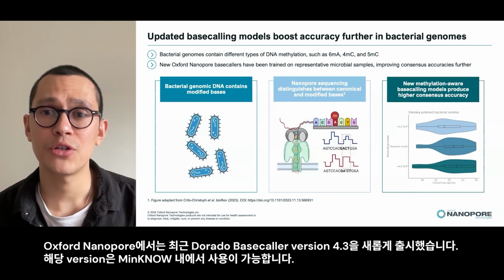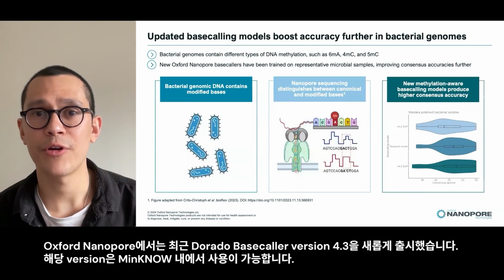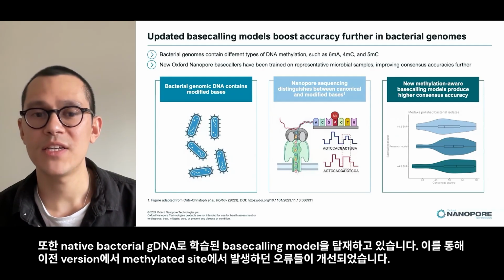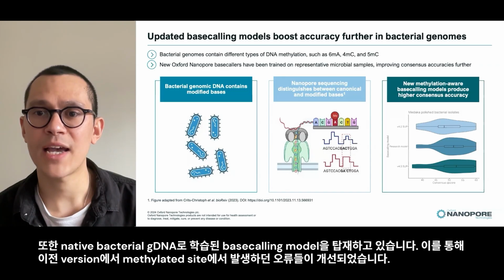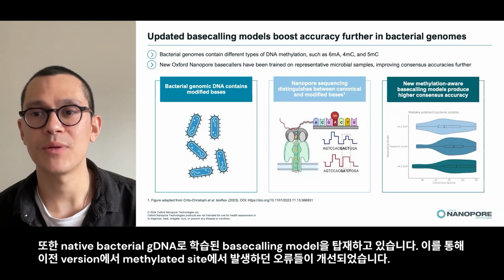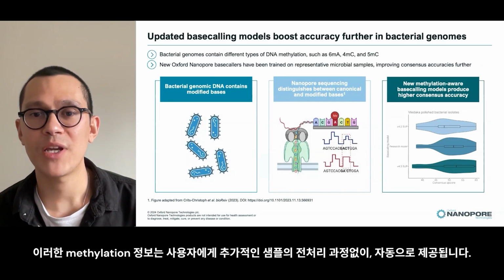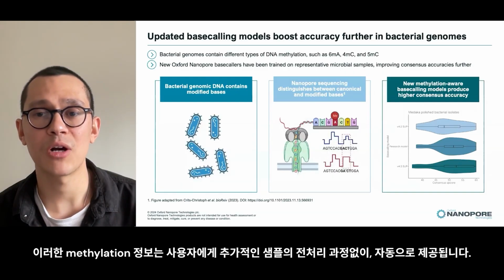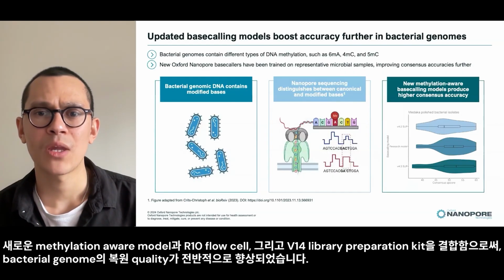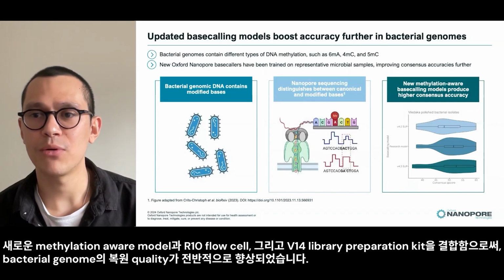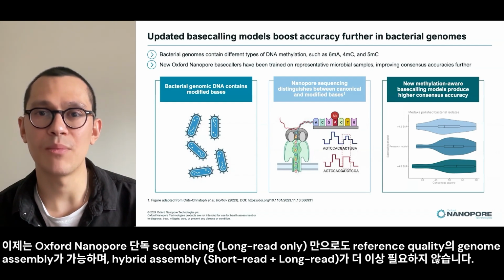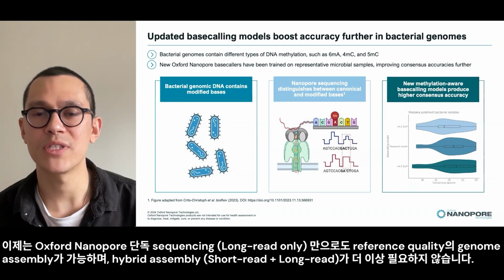We've released a new version of the Dorado base caller, version 4.3, available within MinKNOW. This version has base calling models trained with native bacterial DNA, which has helped fix errors associated with methylated sites found in previous versions. Information on these methylated sites comes at no additional sample prep for the user. With this new methylation-aware base calling model, combined with the R10 flow cells in Kit 14, we have improved the overall quality of our bacterial genome reconstruction, enabling reference quality genome assembly without the need for short read sequencing and hybrid assembly.